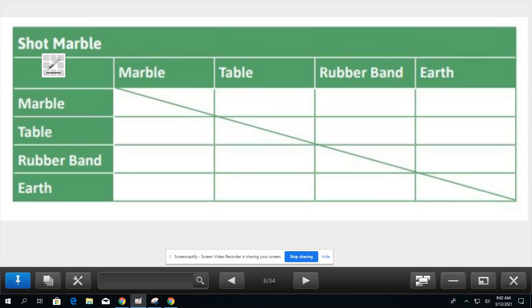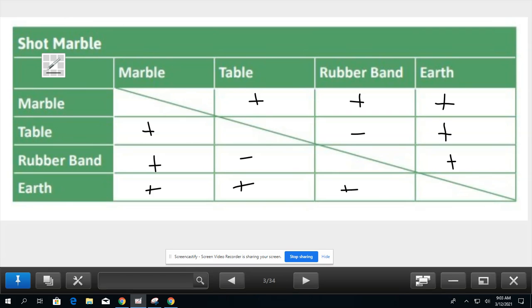Okay, let's see how you did. So the marble and the table are in contact. The marble and the rubber band are in contact, and so are they with earth. The table is in contact with the marble. It is not in contact with the rubber band. It is in contact with earth. The marble is in contact with the rubber band, not with the table, and yes, with earth. And then earth's gravity is pulling on all of these, influencing its direction.